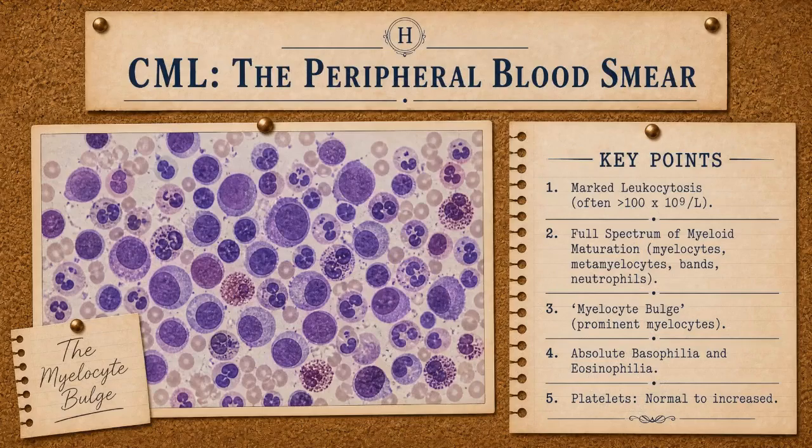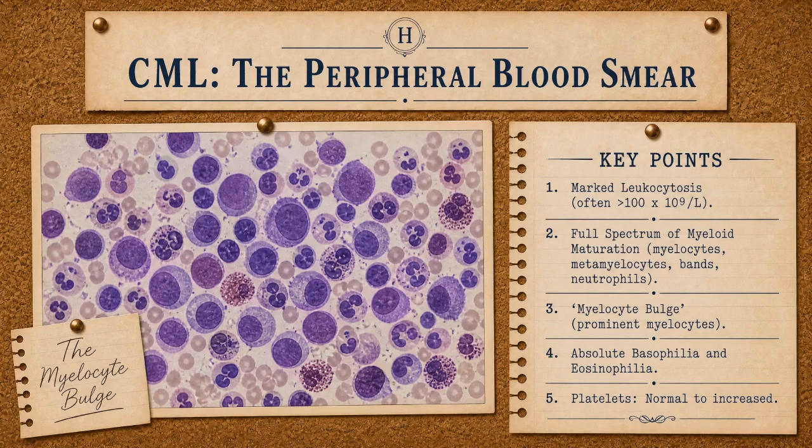Alright, histotechs, let's get down to the nitty-gritty. What are we actually going to see when we look at a peripheral blood smear from a patient with CML, especially in that chronic phase? We just talked about the clinical phases, and now we'll see the cellular evidence. You're often going to be greeted by a veritable granulocytic gala, a party of white blood cells.